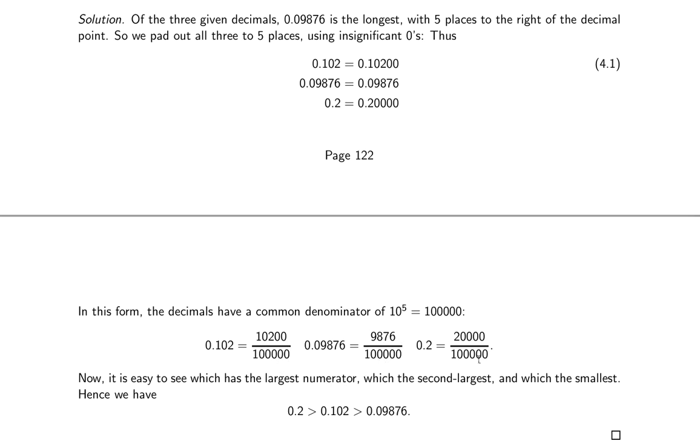We're looking for the biggest to go first for descending order, so 20,000 is the biggest top. Then the middle top is 10,200, and the smallest top number is 9,876. So the third number is the largest, the first number is the middle, and the second number is the smallest. Using the original decimals, we have this. This is our descending order. So this is greater than this, is greater than this. We're descending in size, we're getting smaller.